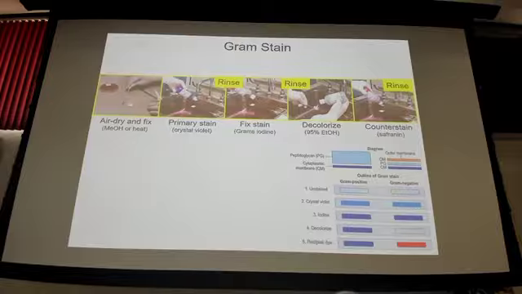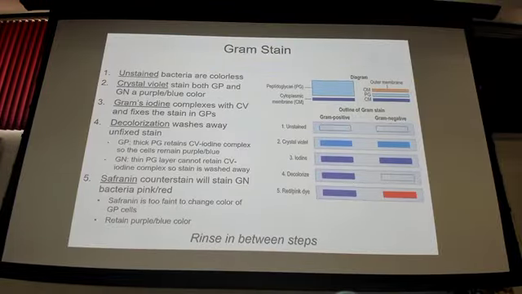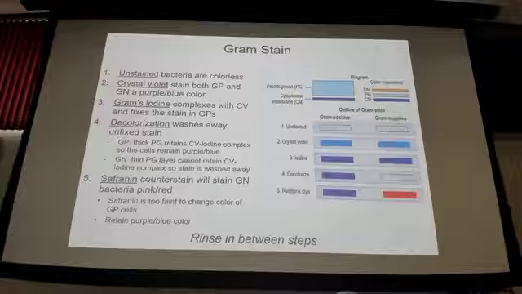Yeah. So for example, if you over decolorized, if you spent 2 minutes decolorizing instead of 30 seconds, what might happen is your gram-positives will start having some of that crystal violet leach out of them, and then you could get an erroneous result. Basically, any of these steps can be screwed up unless you're following that protocol very carefully.